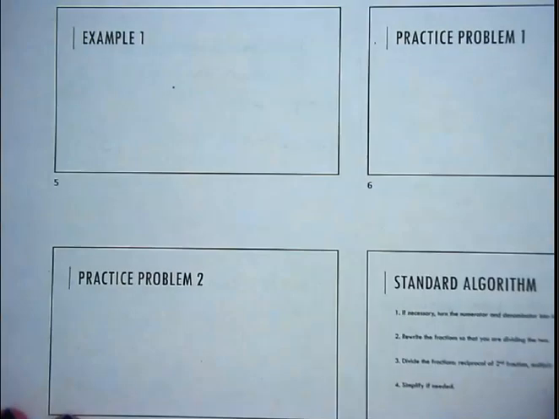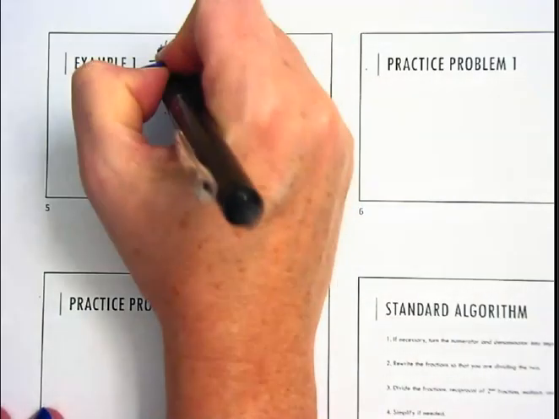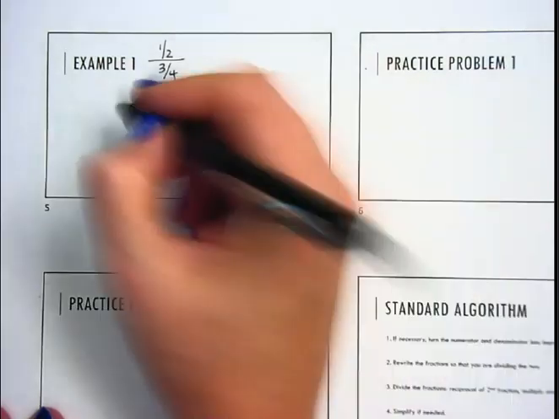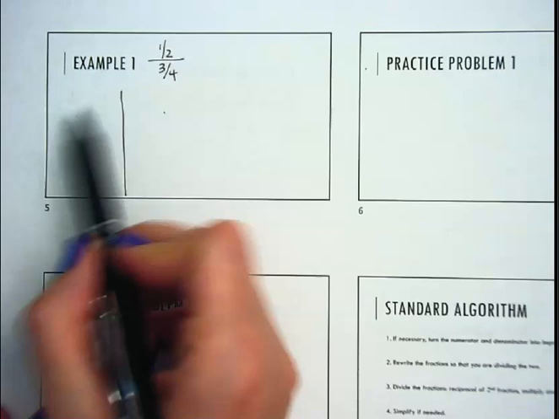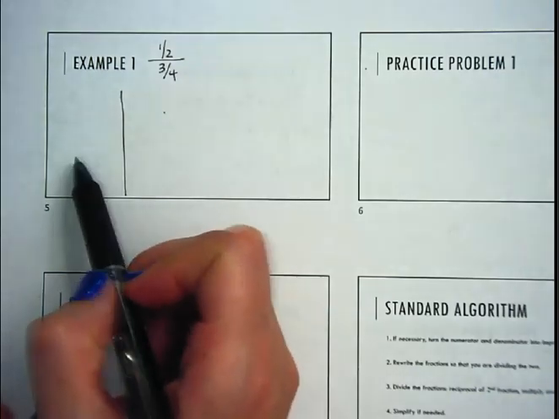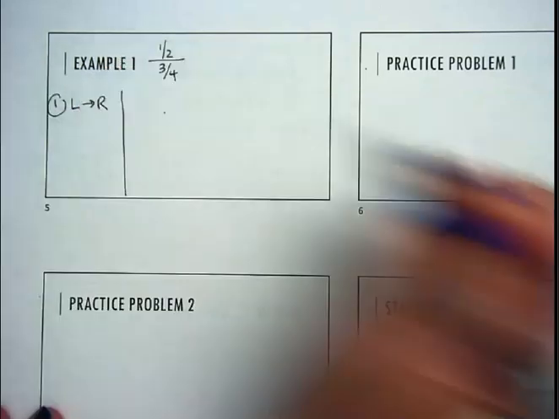All right, so I'm going to do an example for you and then ask you to pause your video and do one by yourself. So here's the one we're going to do together: 1/2 over 3/4. And I'm going to work this problem on the right side of this line and give some little details about the problem on the left. So our first step is going to be rewriting it from left to right.